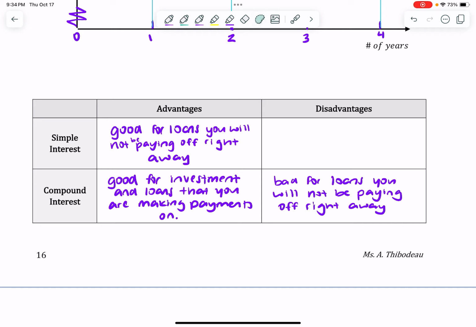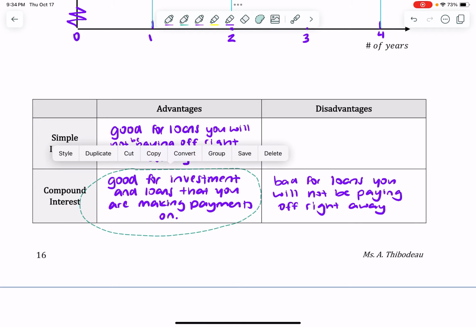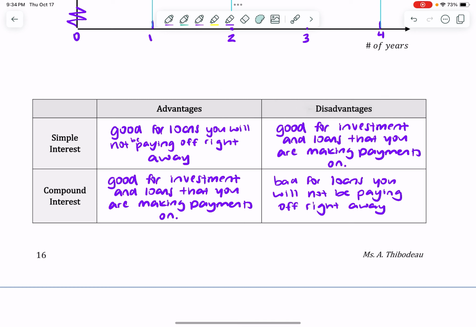And as you can imagine, I'm about to copy and paste what I just wrote for compound interest and its advantages, but then say it's bad for those exact same things. It's a disadvantage for simple interest. Simple interest is not the ideal choice for investments. I feel like bad's a little bit of a harsh term. It's still good. You're still earning money, right? It's not the worst. You're not paying things on investments. It's just not as good as it could be.